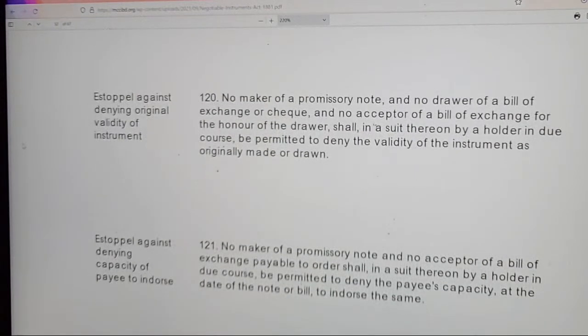Estoppel against denying original validity of instrument. 120. No maker of a promissory note and no drawer of a bill of exchange or check and no acceptor of a bill of exchange for the honor of the drawer shall, in a suit thereon by a holder in due course, be permitted to deny the validity of an instrument as originally made or drawn.